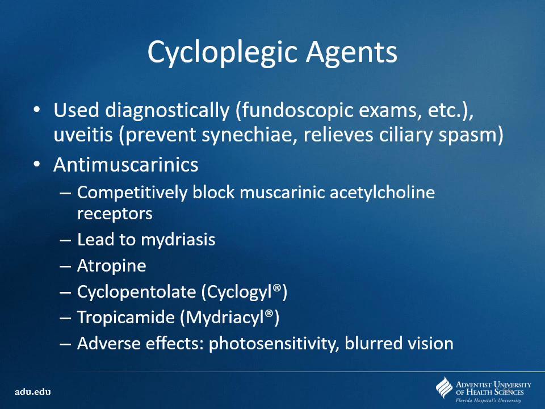The things we're going to use most frequently include atropine, which you're familiar with from emergency medicine. Atropine is a very prototypical antimuscarinic. Some other ones we use specifically for the eye include cyclopentolate and then tropicamide. Okay, so those are used pretty frequently.